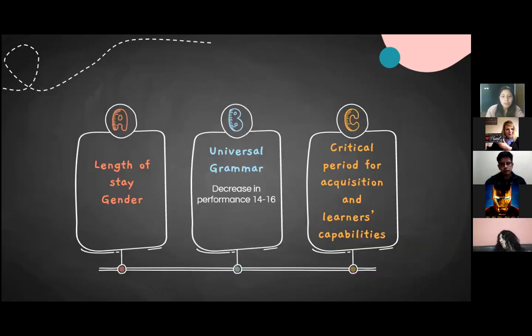As a conclusion, these studies and others suggest that there is a critical period for acquisition and that learners' capabilities for acquiring the syntax of a second language decline with age. Besides, some researchers consider other variables, which are length of stay and gender, where females perform better than males, and a specific aspect of universal grammar, which shows a decrease in performance between 14 and 16, where the critical period has been evidenced.